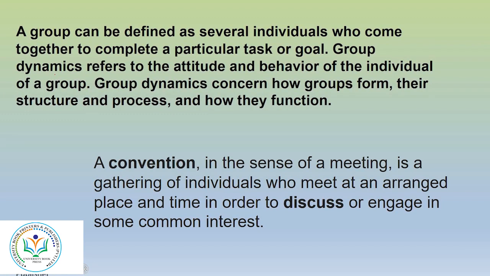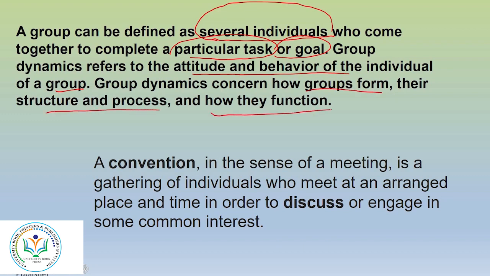A group can be defined as several individuals. It can consist of 2, 3 or 4 or more people who come together to complete a particular task or goal. Group dynamics refers to the attitude and behavior of the individuals of a group. Group dynamics concern how groups form, their structure and process, and how they function.